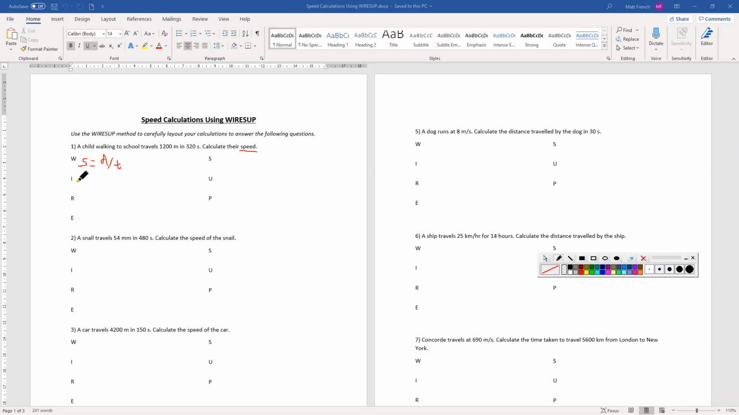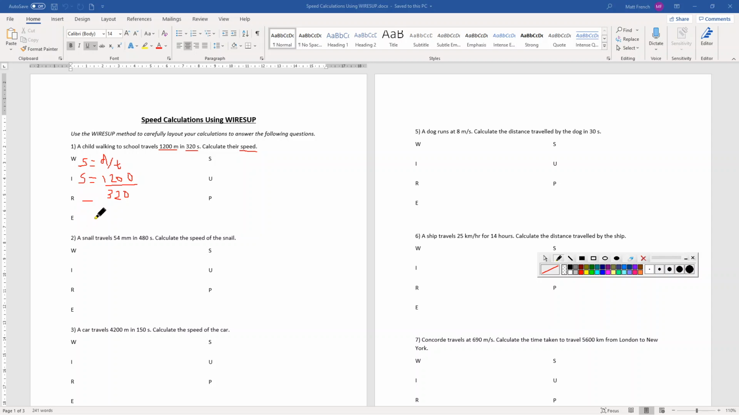And so then we look at I. I means insert numbers. So speed is equal to the distance, which is 1200 meters. We'll go over the question there. And then the time is 320 seconds, which we pulled from the question there. In this case, we don't need to rearrange anything, so we can leave that blank.